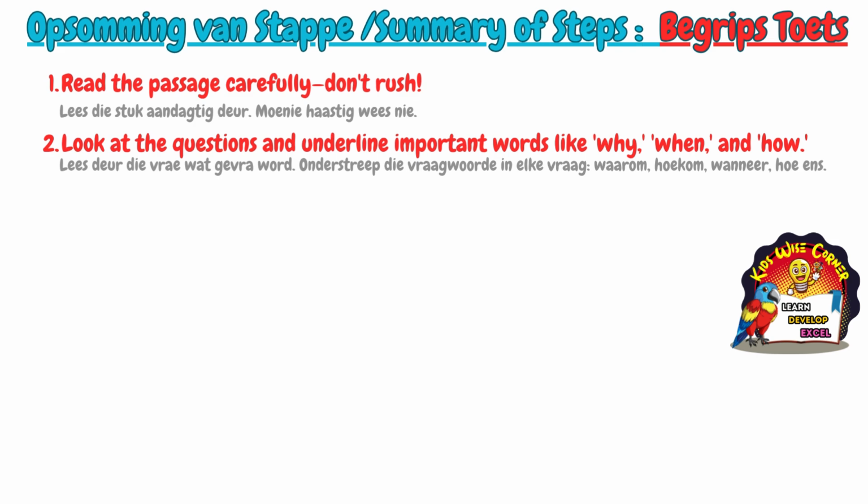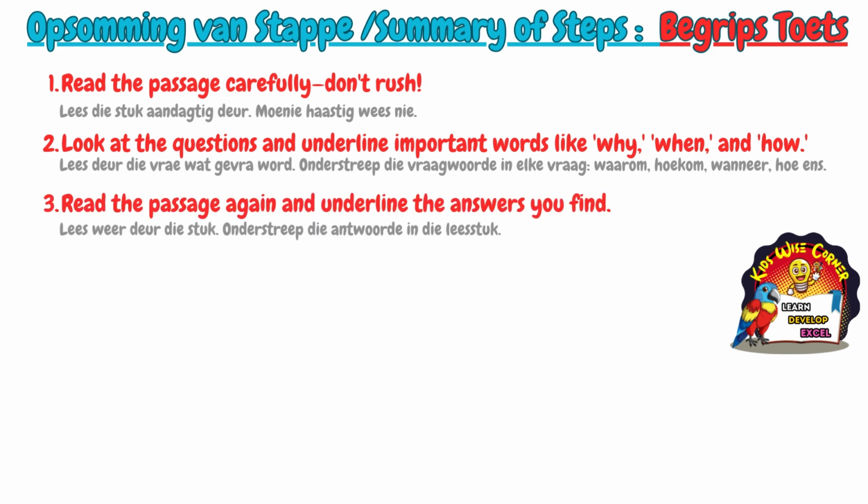Step 2. Look at the questions and underline important words like why, when, and how. After you've read the passage, go to the questions. Look for important words like why, when, and how, and underline them. This will help you know what to focus on when looking for the answers.